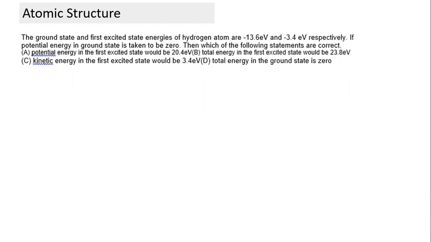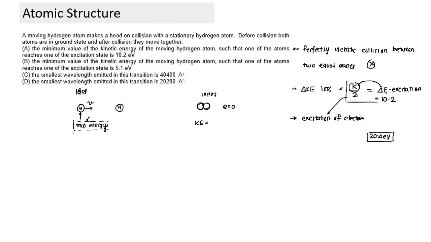Next question. Sir? Yes? Sir, in the previous question, how do we find the maximum wavelength? So we have to take the ionization energy, right? Maximum wavelength. See what it's saying here. This kind of collision takes place. So what has to happen? K by 2 has to be equal to delta E. What are the possible values of delta E? Minimum delta E is 10.2.